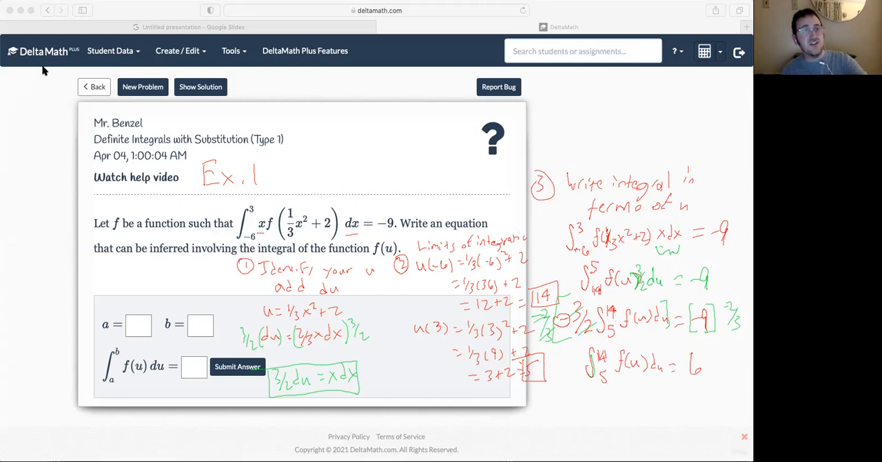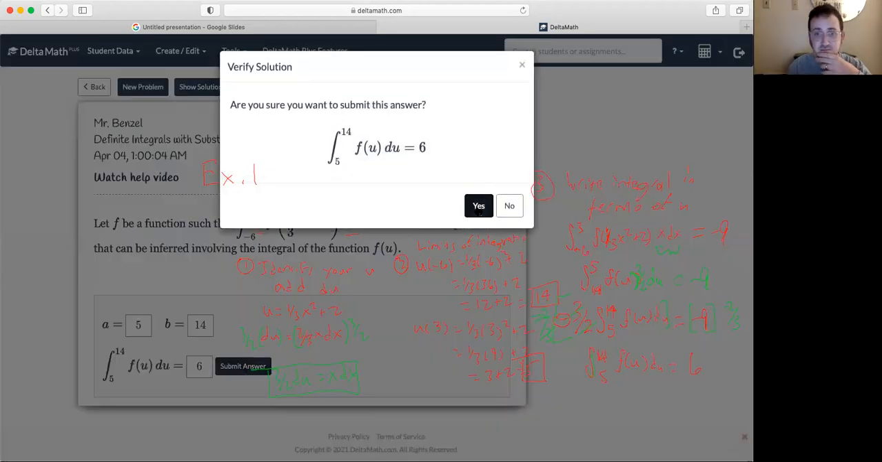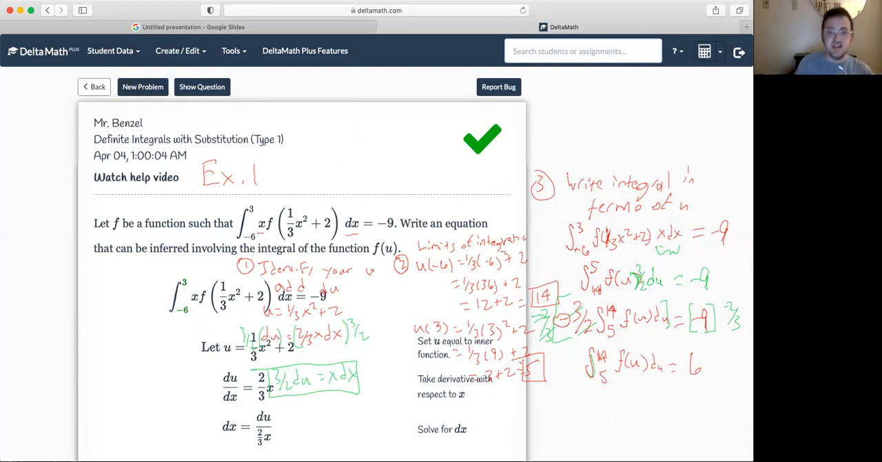So let's actually try this out right now. My A is going to be 5. My B is going to be 14. And my function, that integral, is actually going to be equal to 6. And then we are good.